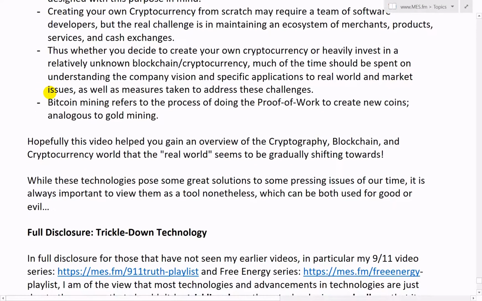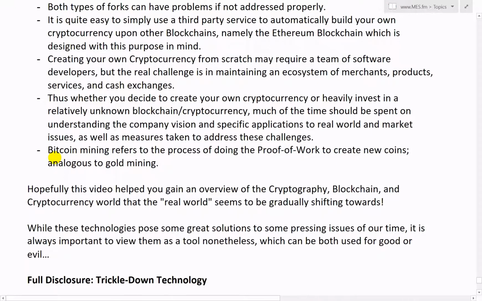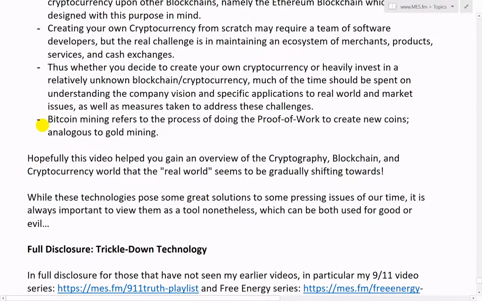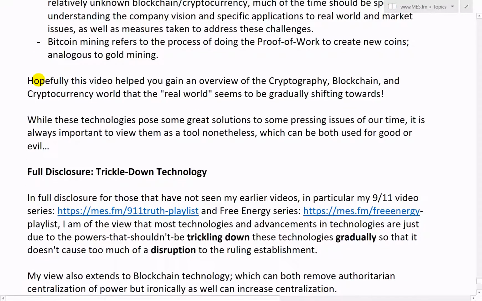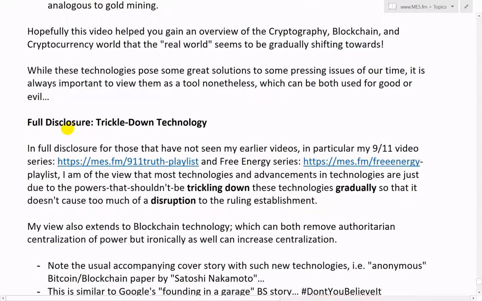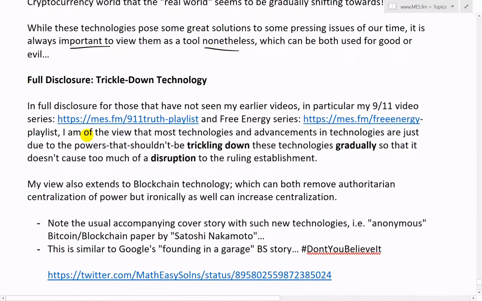And Bitcoin mining refers to the process of doing a proof of work to create new coins, analogous to gold mining. I should have probably put that way above in the Bitcoin summary. But anyways, hopefully this video helped you gain an overview of the cryptography, blockchain, and cryptocurrency world that the real world seems to be gradually shifting towards. While these technologies pose some great solutions to some pressing issues of our time, it is always important to view them as a tool nonetheless, which can be used for both good or evil.